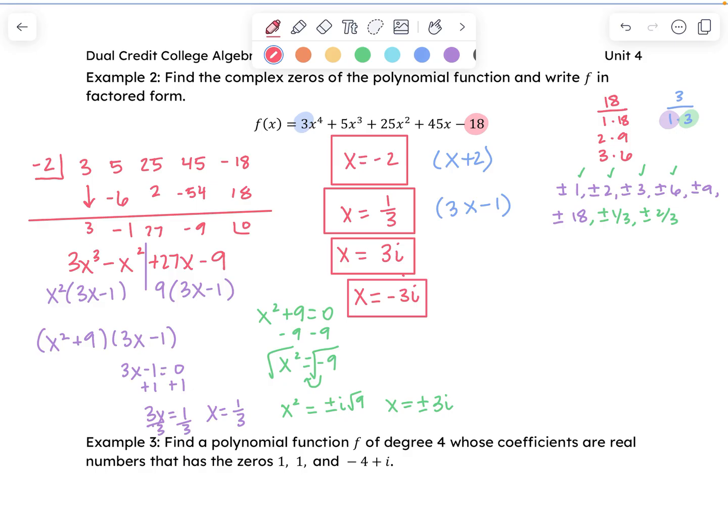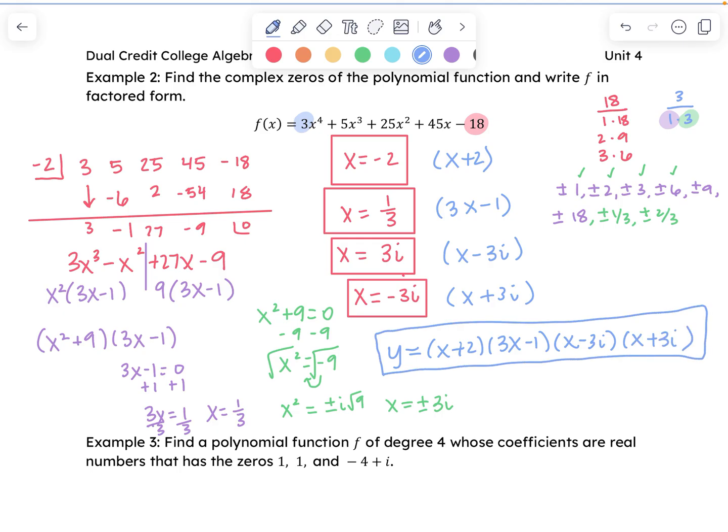Now, when I'm talking about what these factors are going to look like, when you're looking at my math lab, technically each of these are going to get their own parentheses. If I have 3i, that would be x minus 3i. And if I have negative 3i, that would be x plus 3i. When I write it all factored out, I would get x plus 2, 3x minus 1, x minus 3i, and x plus 3i.